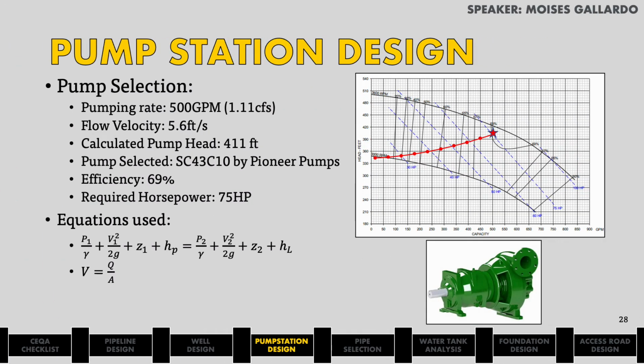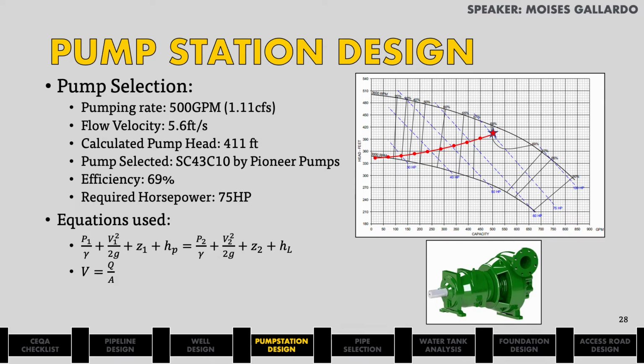Hello, my name is Moises and I will be responsible for the pump and pump station. In order to be able to select a pump that can pump water from our well into our proposed storage tank, we need to calculate our pump head loss. For that, we use the energy equation and the continuity equation shown below. From the continuity equation, we get a flow velocity of 5.6 feet per second using a 6-inch diameter pipe. From the energy equation, we were able to calculate a total pump head loss of 411 feet.